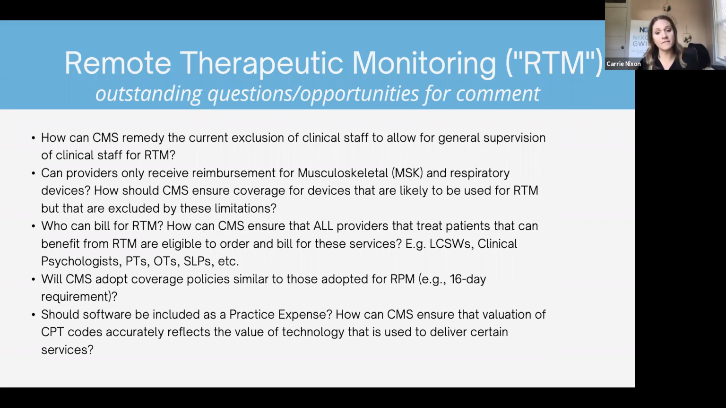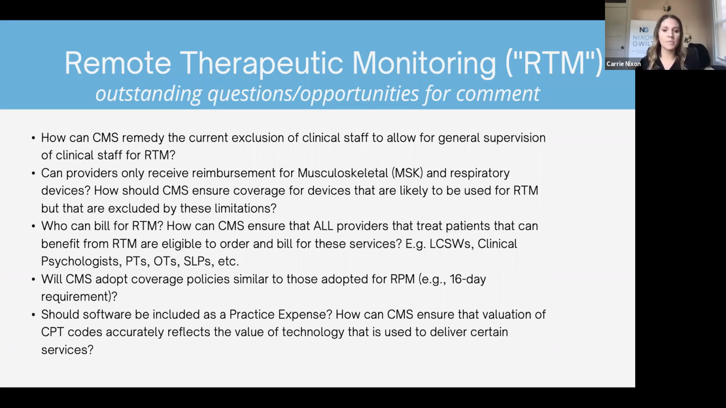However, there are a lot of times there are software functions that go along with those devices that are also really valuable and cost money that probably should be considered in the valuation of maybe the services code, or maybe in that device code, to maybe increase the reimbursement for that a little bit to accurately reflect the value of the technology that's actually being used. So again, those are all the questions that I think we should all be considering.